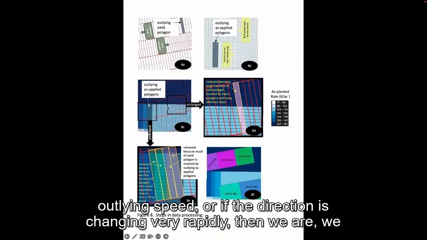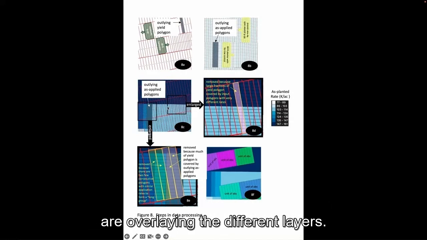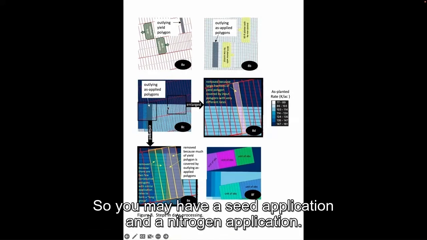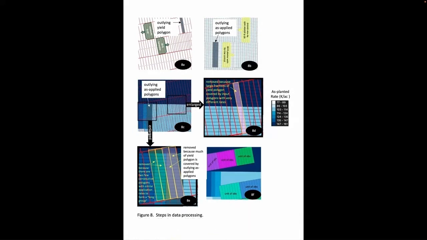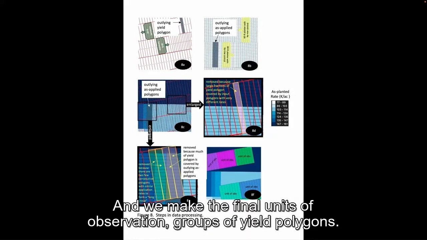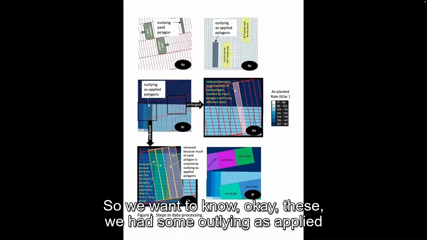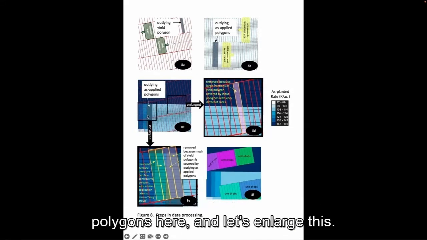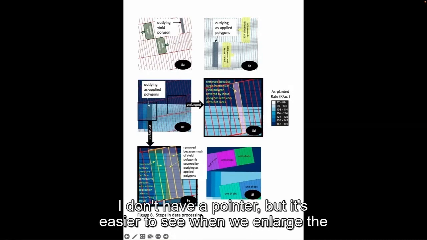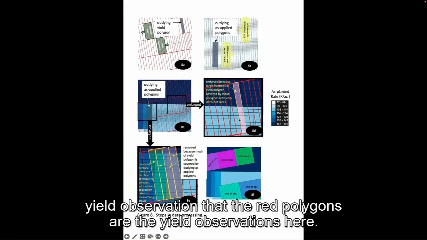Then we are overlaying the different layers. So you may have a seed application and a nitrogen application. And we make the final units of observation groups of yield polygons. So we want to know, okay, we had some outlying as applied polygons here. And let's enlarge this. I don't have a pointer, but it's easier to see when we enlarge. The red polygons are the yield observations here.